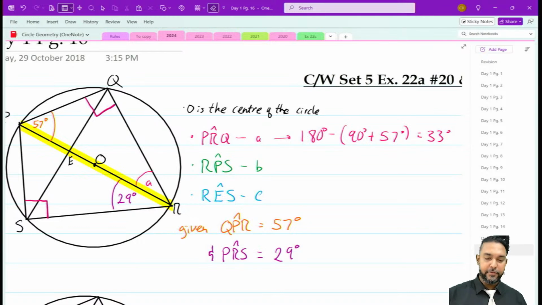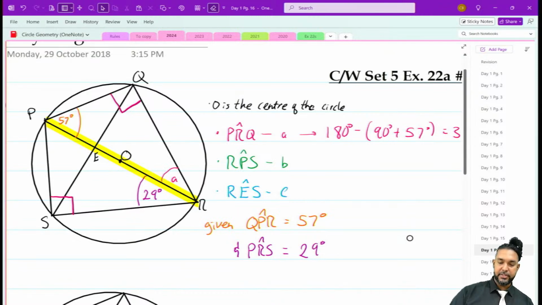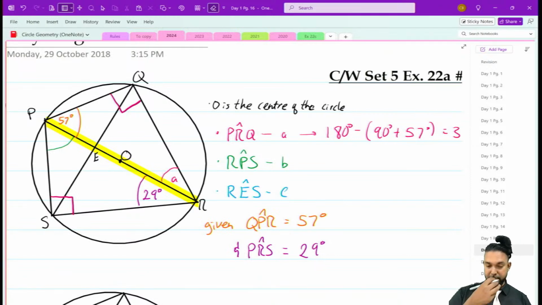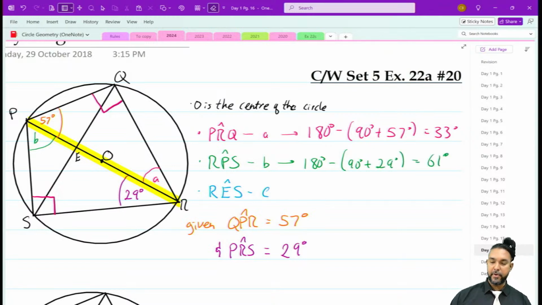But if we check out RPS, which is this angle across here, we see that basically it's flipped. What we just did, it's the exact same logic down here. We have a 90-degree angle, a 29-degree angle, and we have to find the third angle in the triangle. So the logic is the same. 180 minus 90 plus 29, just 61 degrees.